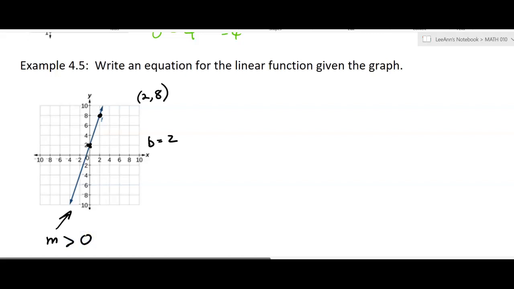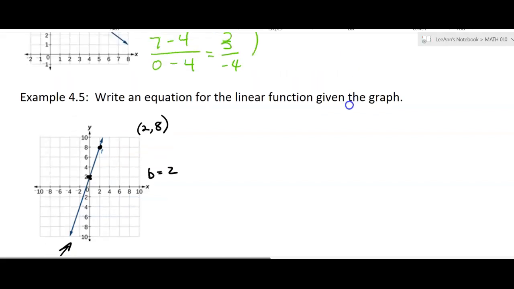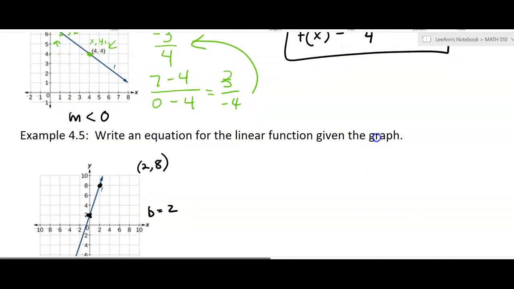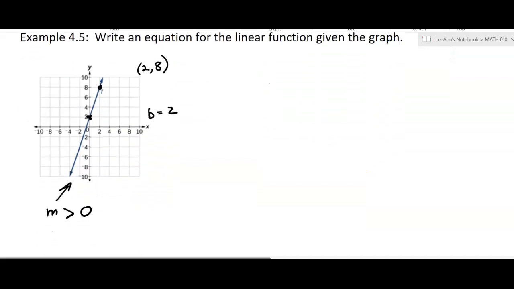It's an increasing function. We didn't check that back here, but that was a decreasing function, right? The slope should have been less than 0. That's always a good check to go by. All right. So again, we want to write the formula for it, or the equation. We know the b. Do we know the slope? Well, we can just count it.